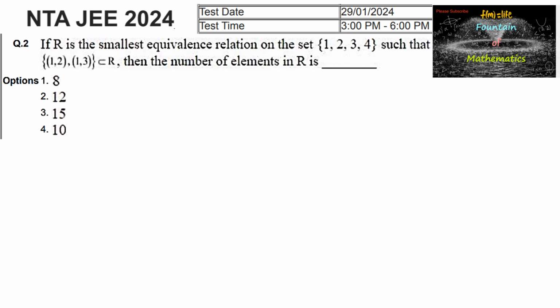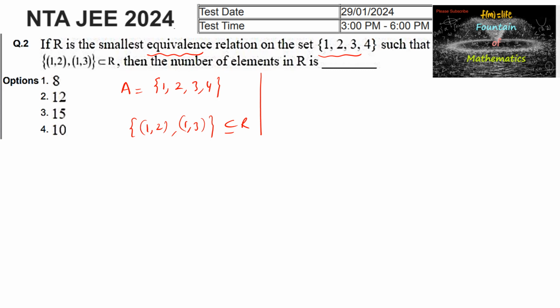If R is the smallest equivalence relation on the set {1, 2, 3, 4} such that (1, 2) and (1, 3) must be a subset of R, then the number of elements in R can be taken as.